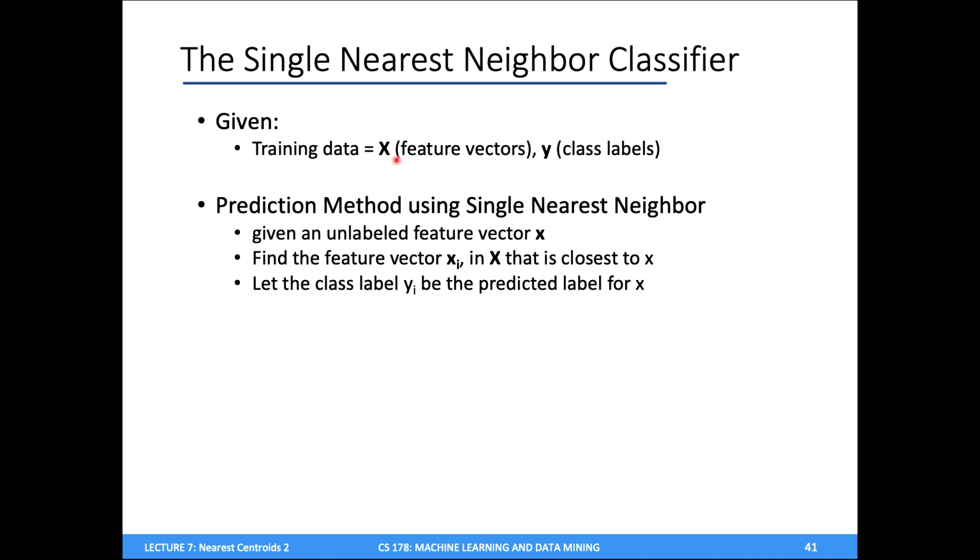So given some training data, X, our feature vectors, this is our data matrix, and some class labels Y, to make a prediction with the single nearest neighbor algorithm on some new unlabeled feature vector X, what we'll do is find the feature vector X sub i in our data set that's closest to this new unlabeled data point. So we're just finding the training data point closest to our new testing data point. And to make a prediction for this new data point, we just use the class label Y sub i corresponding to this closest feature vector X sub i.